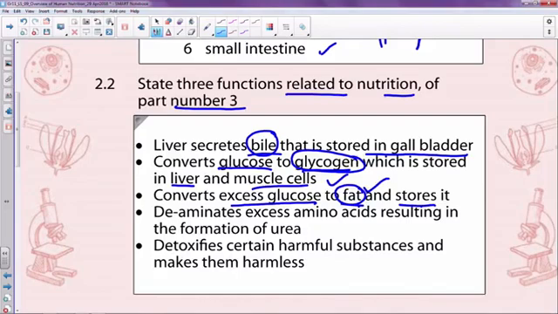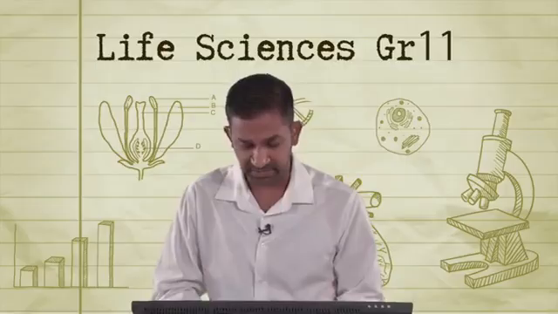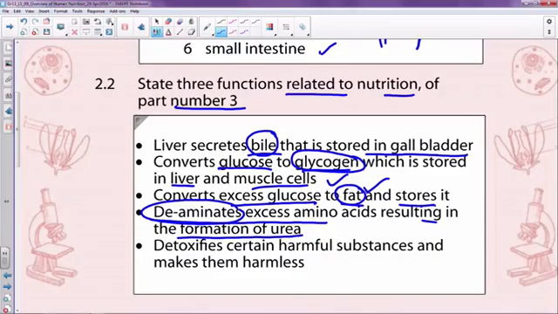It deaminates excess amino acids, resulting in the formation of urea. So guys, no matter when you consume protein, some of those proteins are broken up into amino acids, and some of the amino acids are utilized. However, the excess amino acids are deaminated. The amino groups are broken up, and that is how you have urea being produced as a waste product that needs to be removed from the body.